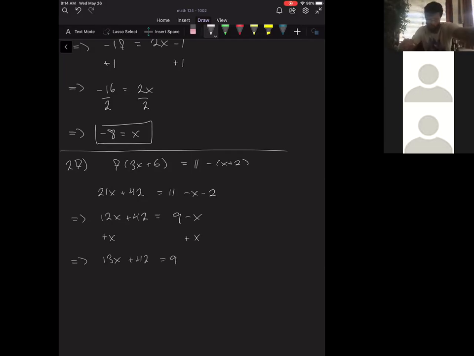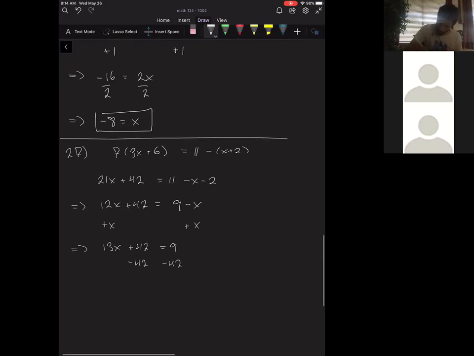And then what we can do is subtract the 42. And see, 9 minus 42 is minus 33. So we get 13x is equal to minus 33.